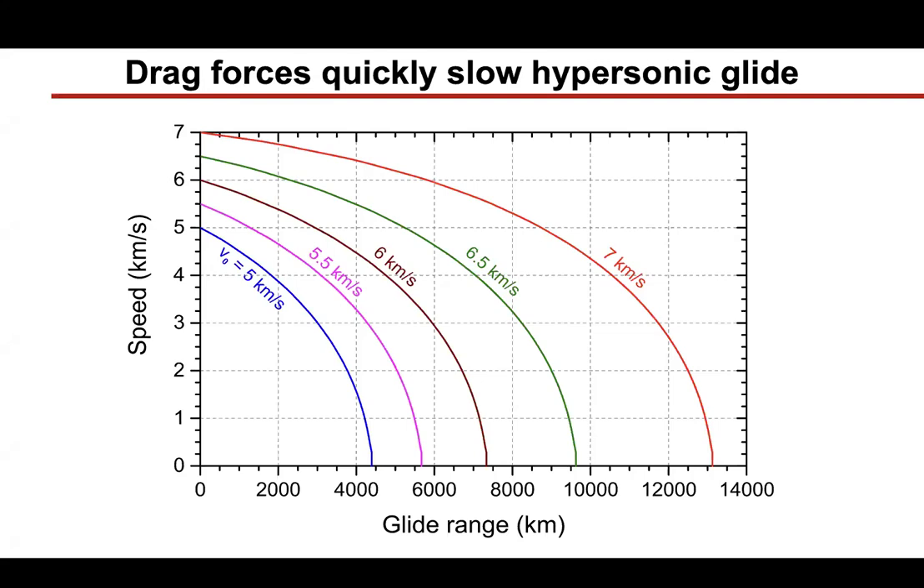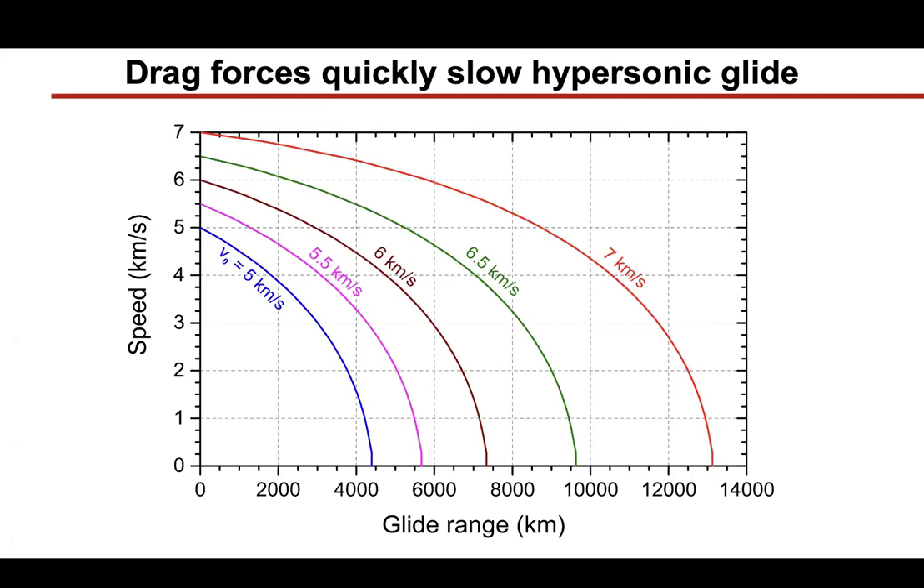If you look at that central brown line, for example, if you start your flight at 6 kilometers per second, by the time you've been gliding for 6,000 kilometers, just for reference, Moscow and Washington, D.C. are about 8,000 kilometers apart. So by the time you've been gliding for 6,000 kilometers here, you'll be traveling about 3 kilometers per second. So your velocity will have been halved by the effect of drag.